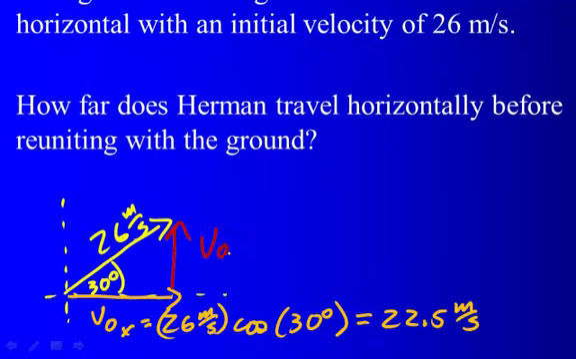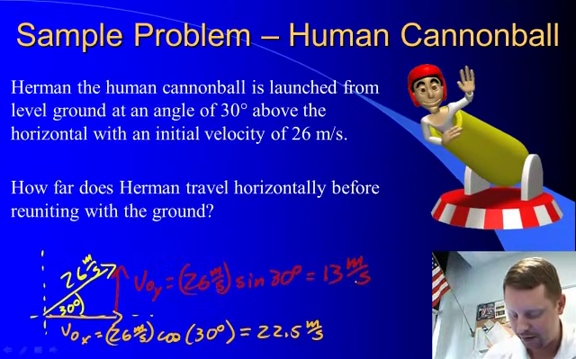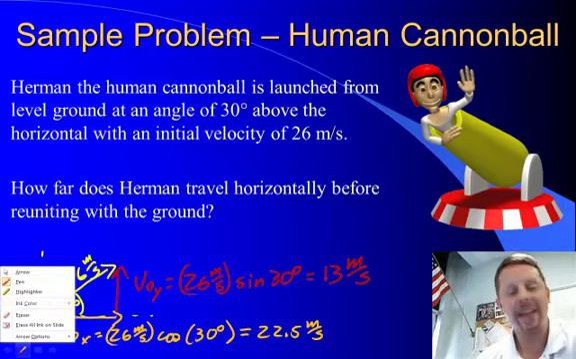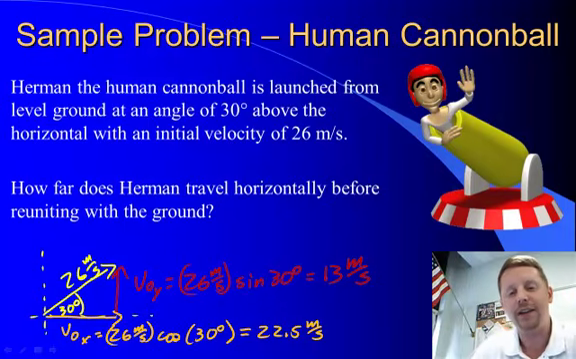We can do the same thing in the vertical direction as well. Vertically, V naught y is going to be 26 meters per second times the sine of 30 degrees, just taking the y component of that vector. Sine of 30 is 1/2, so I can fairly easily say that that's going to be 13 meters per second. V naught x and V naught y now I can go and use as my initial velocities when we go make our motion tables. Let's move to the next page so we have a little bit more room to work on this problem.